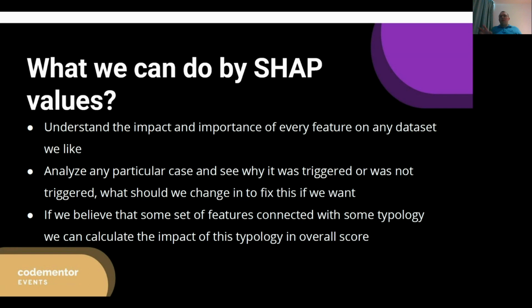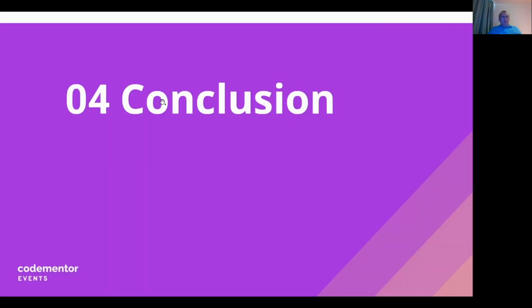And if we believe that some set of features is connected with some particular customer, we can classify. Yes, we can say that, okay, this model was triggered, and we get some additional information that it was triggered, and more likely this is connected with this particular type of customer. So we have a lot of advantages with these Shap values.